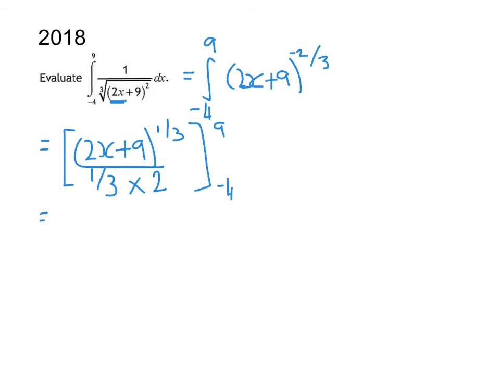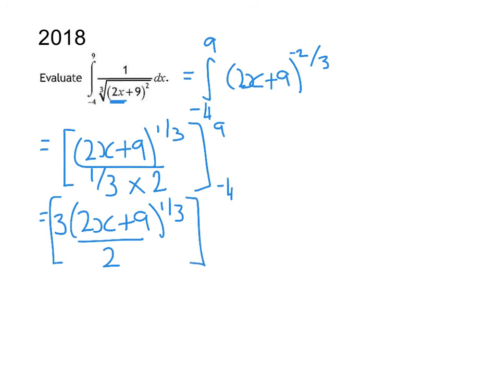Right, let's tidy up that bottom. 1/3 times 2 gives you 2/3. So the 2 stays in the bottom and the 3 comes up to the top. To the power 1/3. Okay. And then we're going to plug in the numbers 9 and -4. Now, because it's a power of a third, I'm going to rewrite this as the cube root.